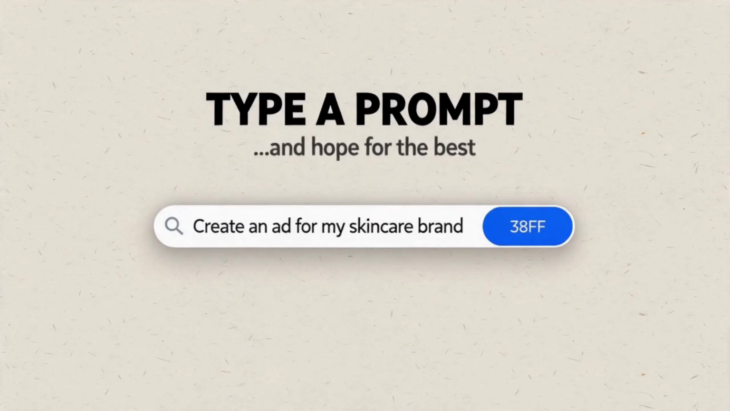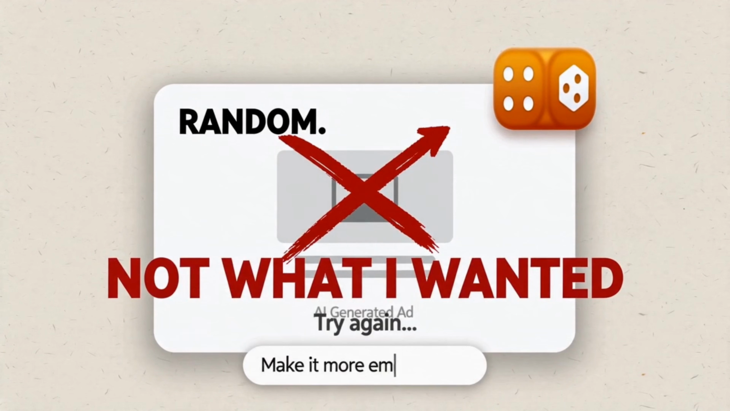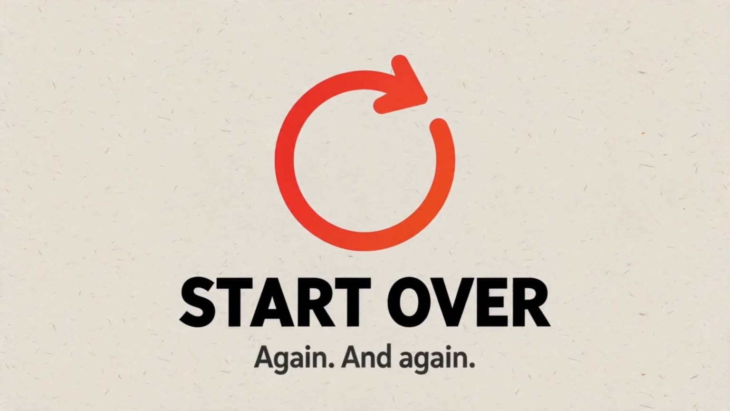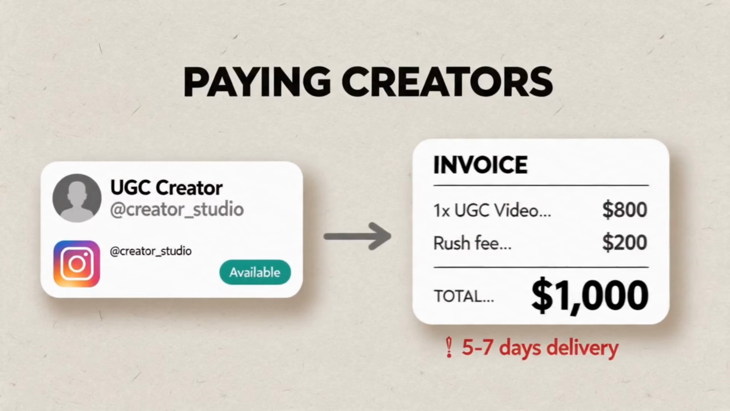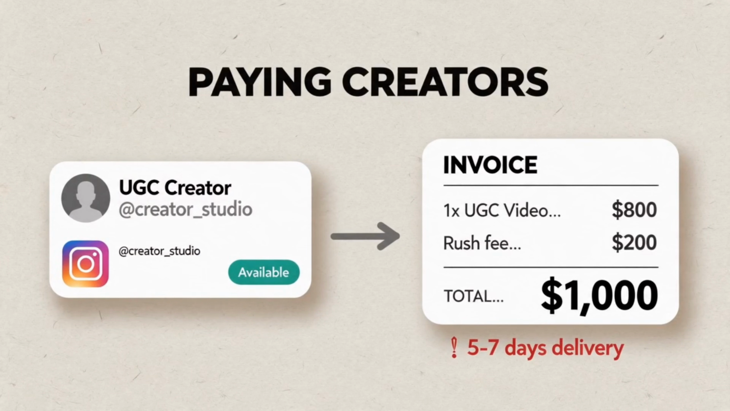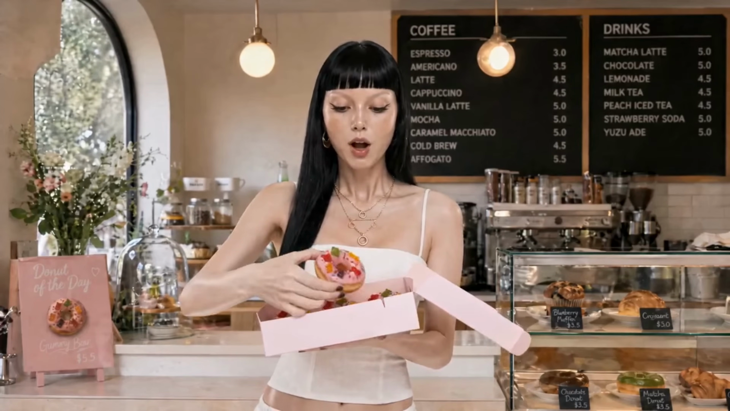But here's the interesting part. Most people think AI advertising is just typing a prompt and hoping for the best. The AI makes something random, you don't like it, and you start over again. That's actually the old way of doing it. Meanwhile, brands are paying creators hundreds, sometimes thousands of dollars for a single UGC video and waiting days for delivery.